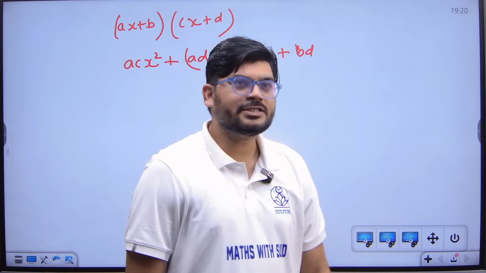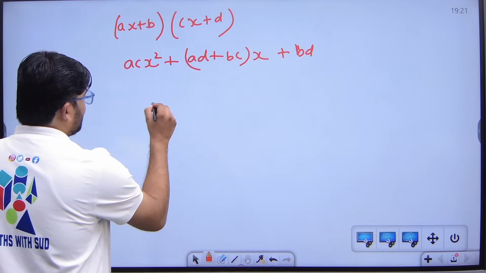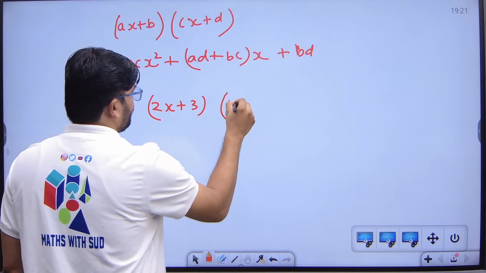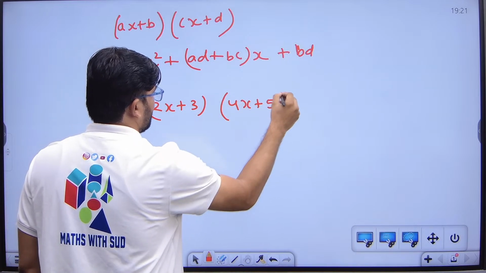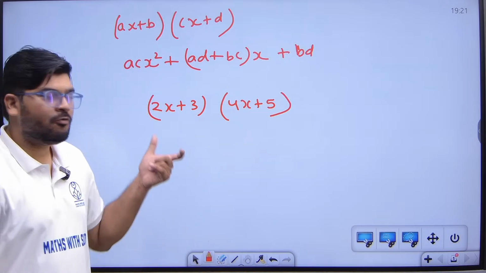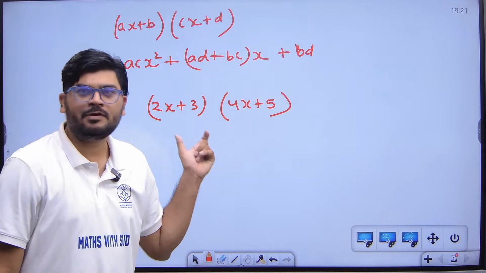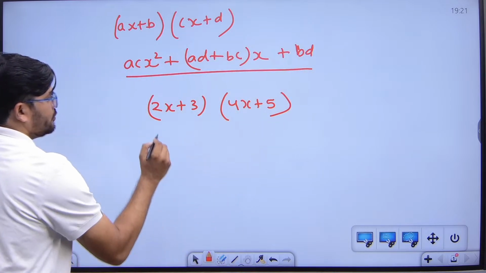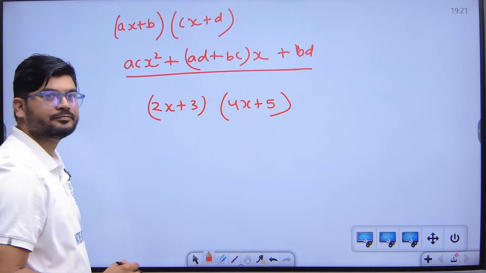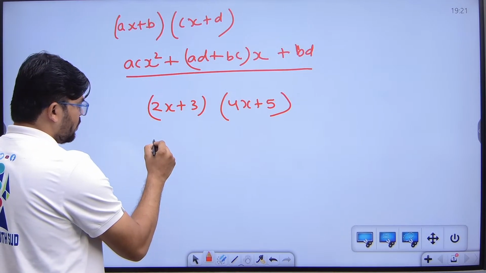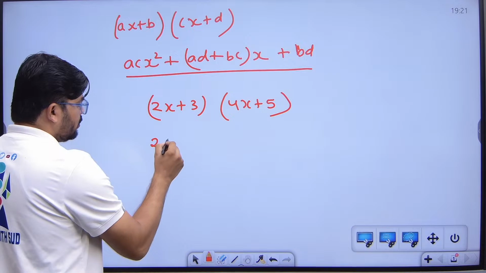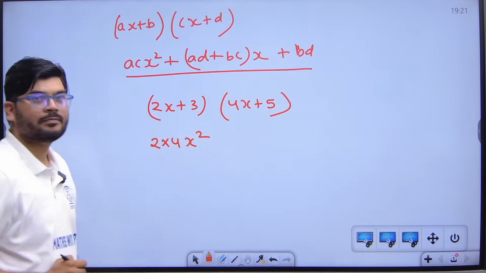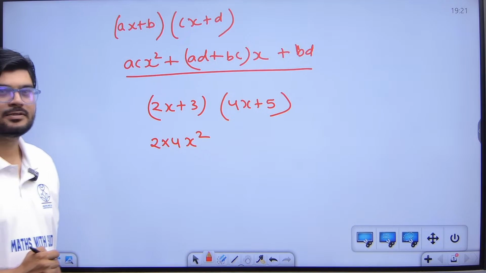Now I am going to ask you certain questions. If I am multiplying 2x plus 3 into 4x plus 5, I don't want the answer, I want you to multiply in this manner. Tell me what will be the answer. You have to tell me in this manner. So tell me, what should I write? Should I just tell you 2x? So you will say 2 into 4 times x square. Okay, like that. Yes.